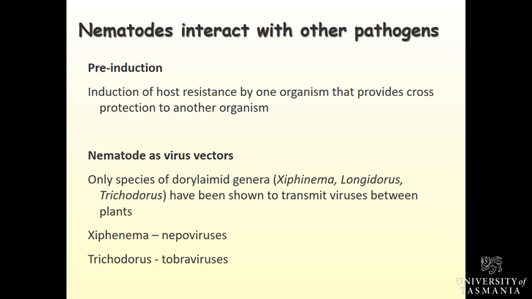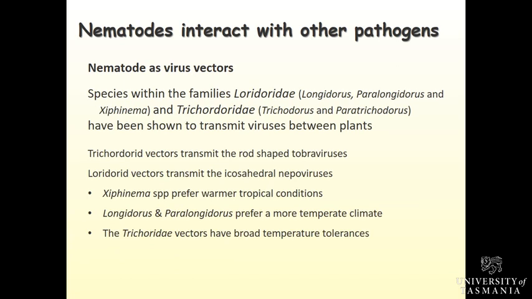And we already mentioned some of them can be virus vectors. So the Xiphinema, Longidorus and Trichodorus are the species that can be virus vectors. There are two major groups of viruses: the nepoviruses, spread by Xiphinema and Longidorus, and the tobraviruses, spread by the Trichodorus. In terms of those as virus vectors, the trichodorids transmit the rod-shaped tobraviruses, and these guys, the isometric nepoviruses.